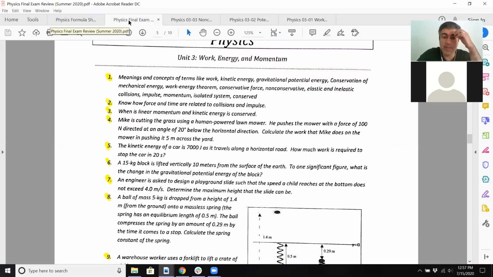Now force and time are related to collisions and impulse. Force times time is impulse, so that's easy. Really, force times a change in time is a change in momentum. Change in momentum is impulse. When are linear momentum and kinetic energy conserved? That's when we have a fully elastic collision, when they're both conserved. Other than that, momentum is just conserved. You would need no external forces, however.